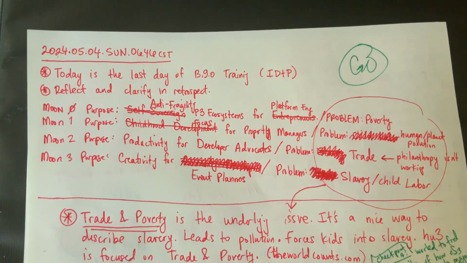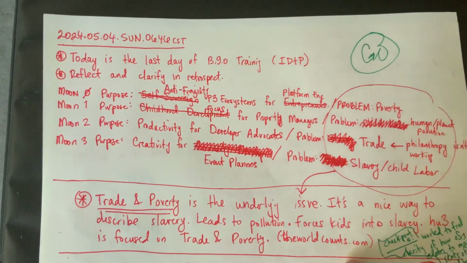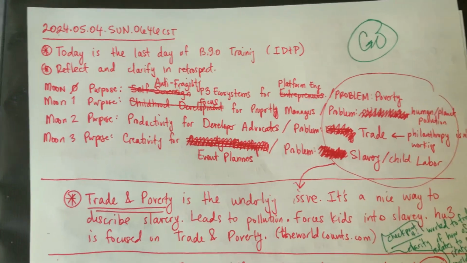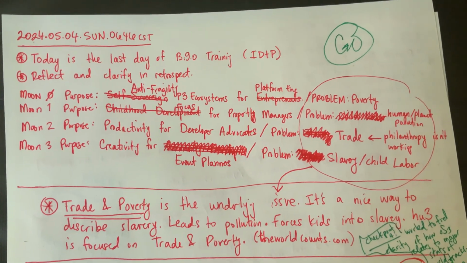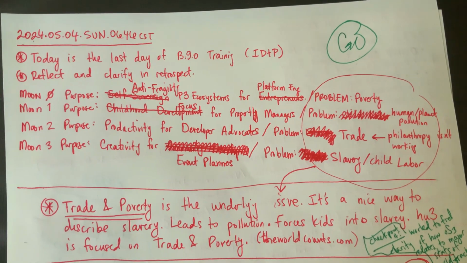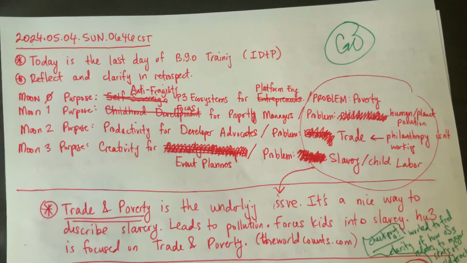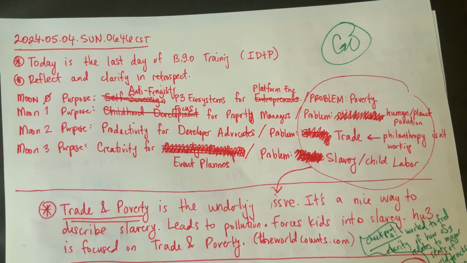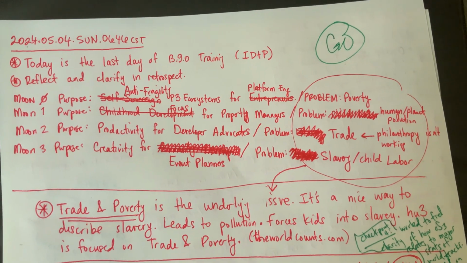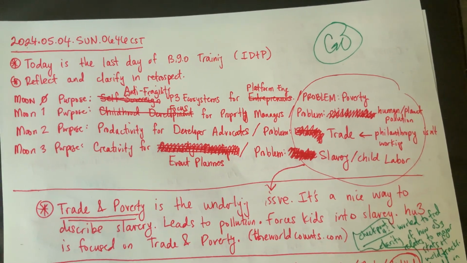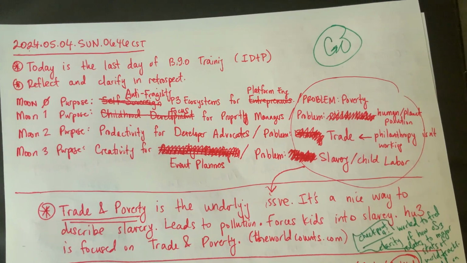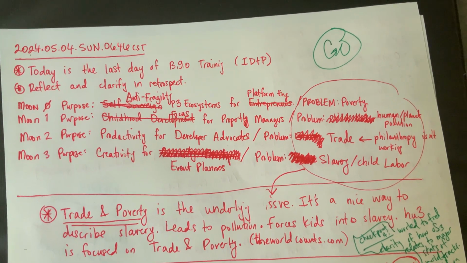And then I started looking at worldcounts.com after I made those thoughts about poverty. And I wanted to line up, okay, what we're doing in that first moon, how does that align to one of the trackers on the website? So I aligned it with poverty. Moon 1, we're going to be focused on property managers. So I was thinking about human and plant pollution, since it's kind of like the supply chain.